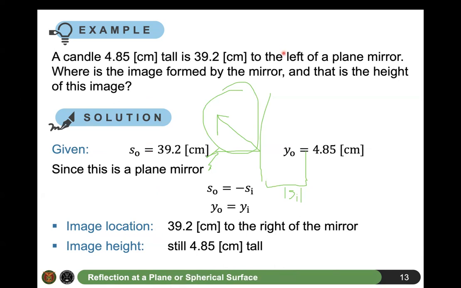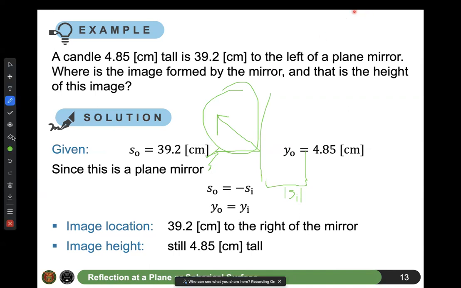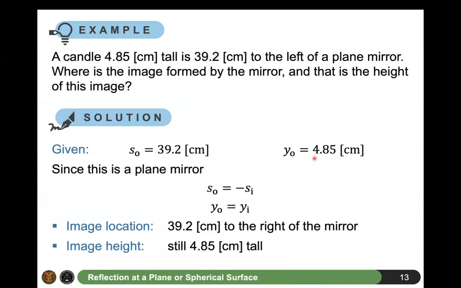Okay. So, virtual yung image. For the height, it will just be the same. Okay, so same lang yung image height and object height. Okay. Question? Question ba about the plane mirror? Okay, so kung wala, let's continue.